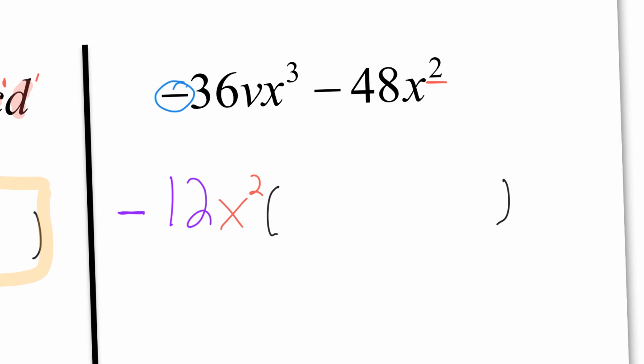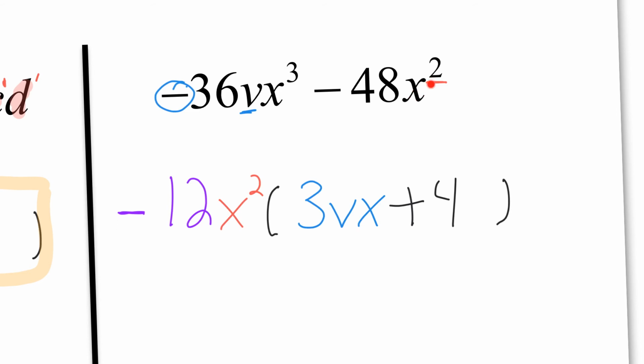So I'm going to start dividing. I have negative 36 divided by negative 12. That's going to be positive 3. I'm going to bring down the v because I didn't take out the v. So I'll just keep the v there. I have an x cubed, but I took out an x squared. So that means we have an x left right here. And then we have a negative 48 divided by negative 12. Negative divided by negative is positive 4.